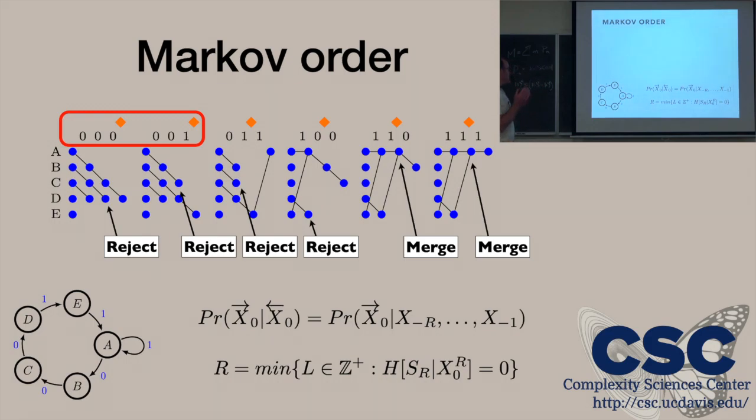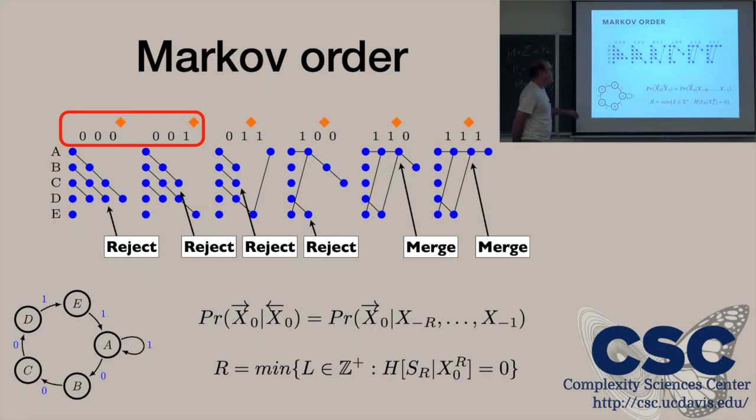All right. So the Markov order. The Markov order is defined as the minimum R such that this conditional probability is equal to the one where you replace the infinite past by some finite past of length R. Okay. And here it's written in terms of entropies rather than probabilities. And I'm just going to use this example down here to illustrate what's going on.